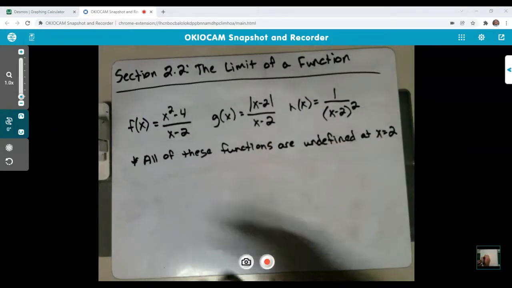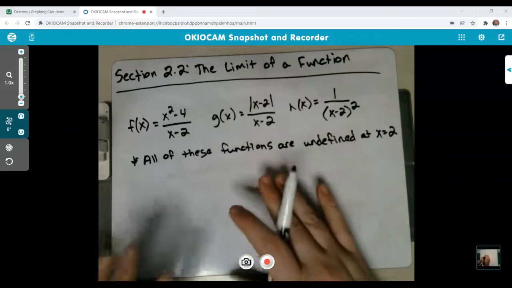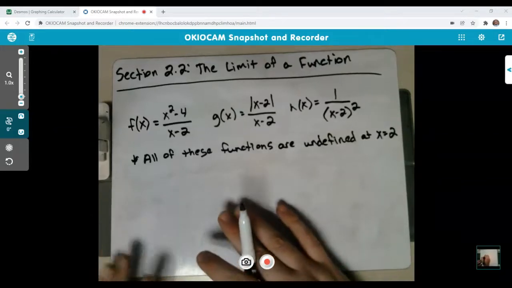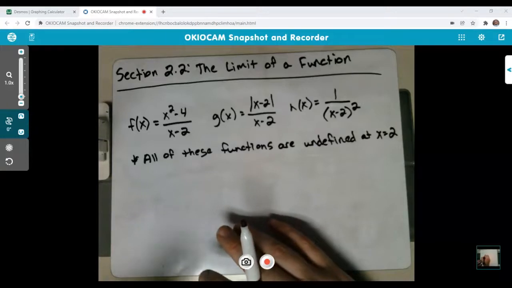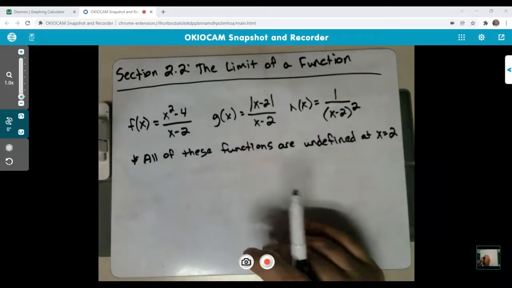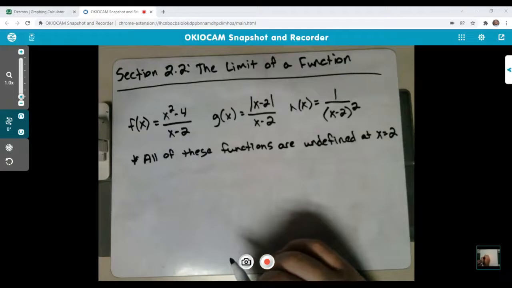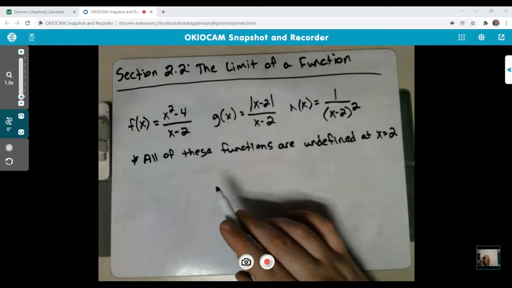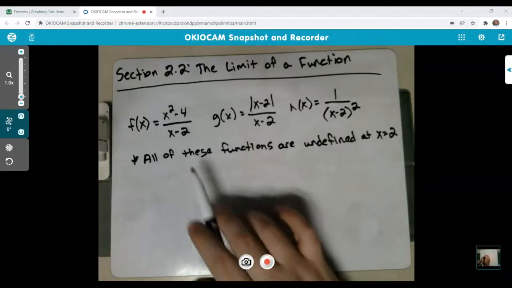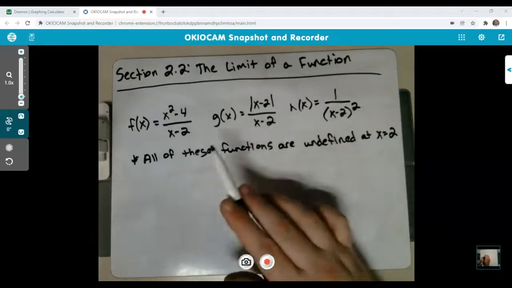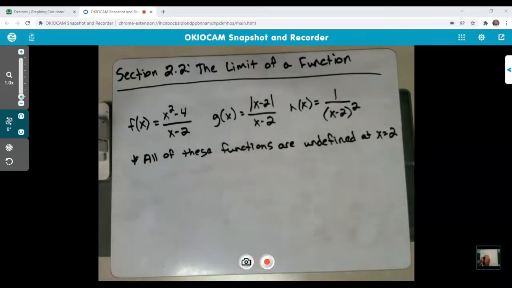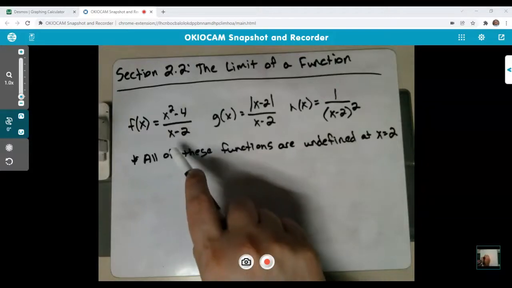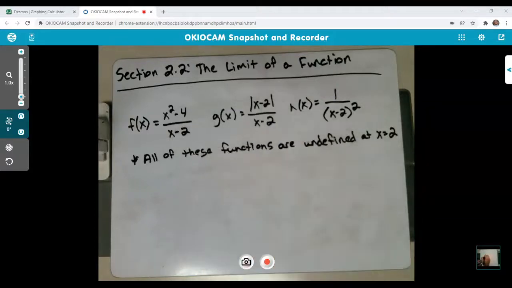And so what I know is that on all of these, I cannot plug in a 2 for x. But based on the knowledge we have so far, that's really all I can tell you about all of these three, okay? That's all I can say. And so your initial thought would be, okay, well, since they are all undefined at the same point, that means all of these do pretty much the same thing. But that isn't true at all. In fact, if we graphed these, we could see all of these do something completely different at x equals 2.